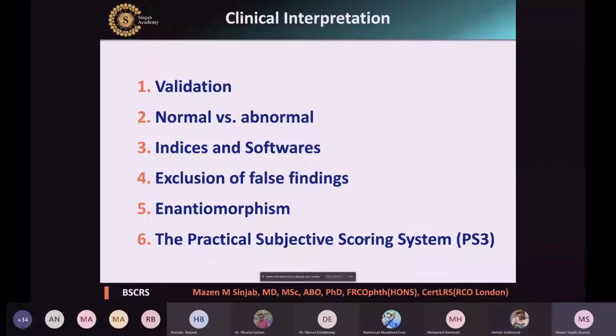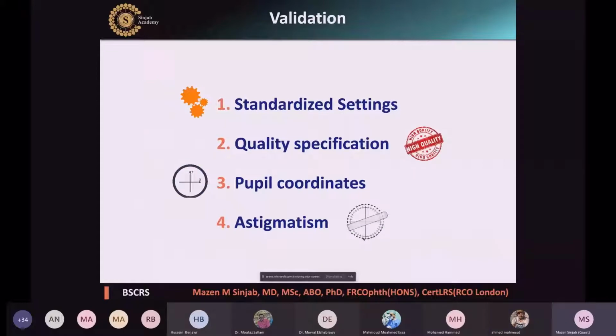So starting with validation, how to validate the capture. We can validate the capture by going through 4 categories, actually. And if any one of these categories shows abnormality, then we have to recapture. First, we have to use standardized settings. Then we have to check the quality specification. Then we have to compare pupillary coordinates between both eyes. And then we have to compare the manifest astigmatism, the subjective astigmatism, with the topographical astigmatism.